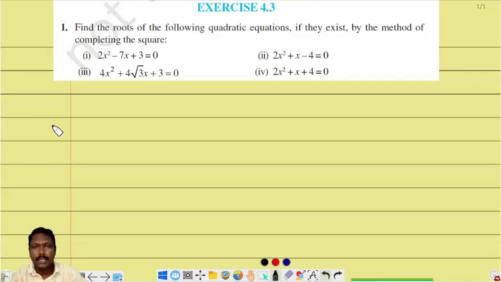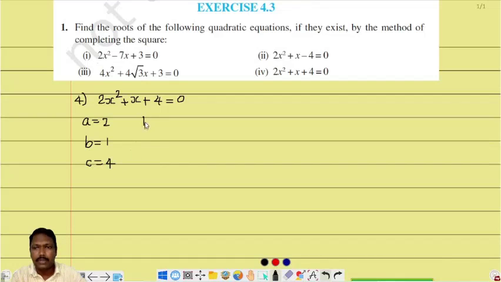Now let us do question number 4. Question number 4: 2x squared plus x plus 4 equal to 0. Here a is equal to 2, b is equal to 1, c is equal to 4.